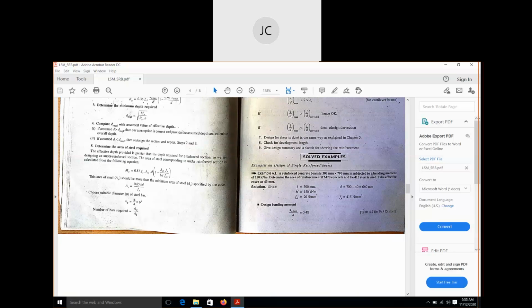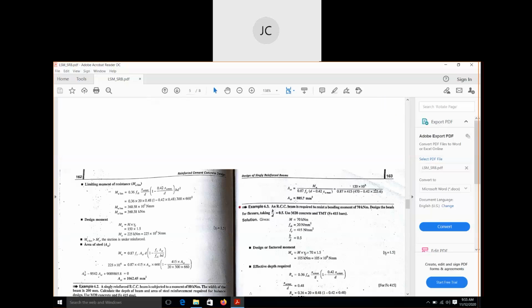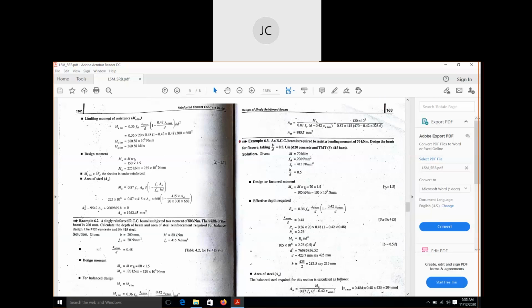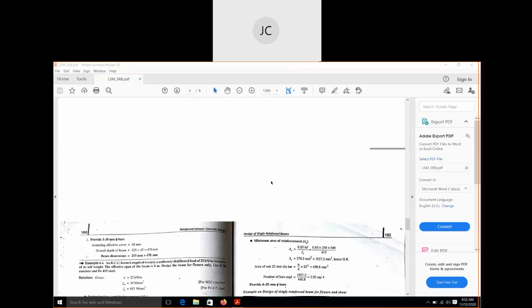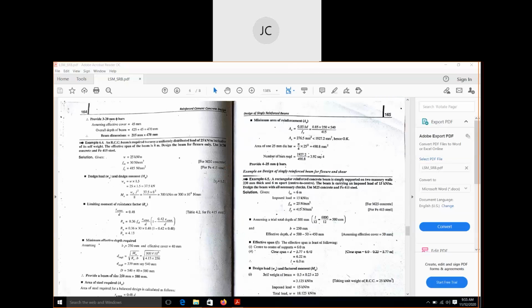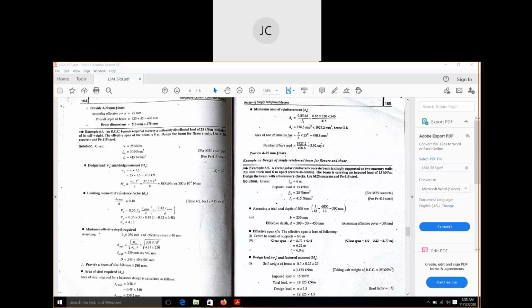Okay, so in the last class we discussed example 6.1, and I think examples 6.2 and 6.3 were also discussed. Yes or no? I think up to example 6.4 has been discussed in the last class.